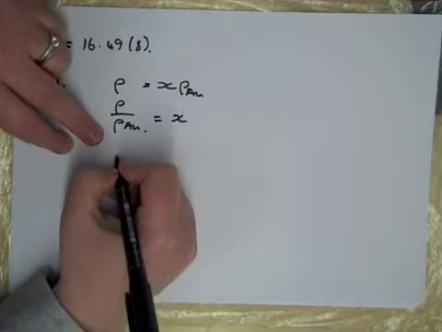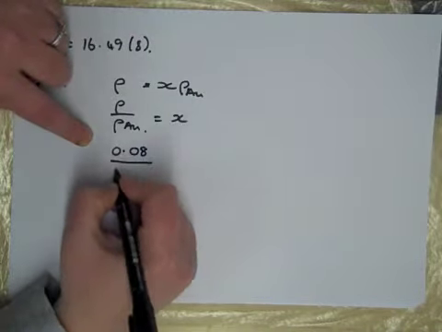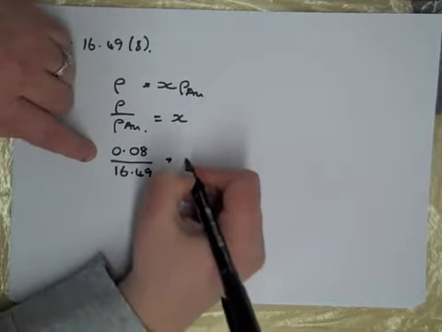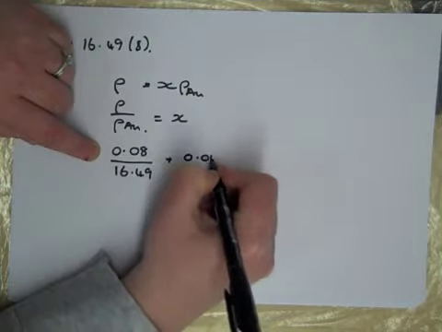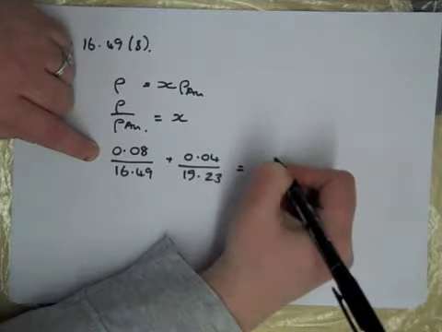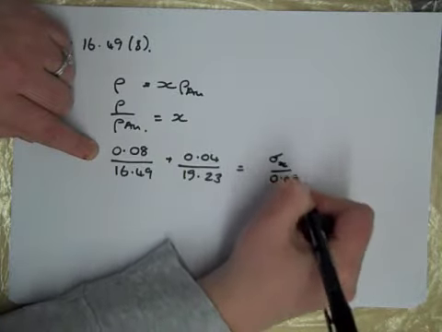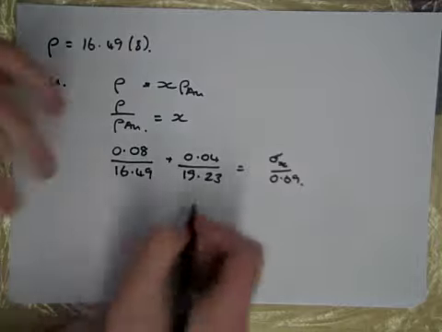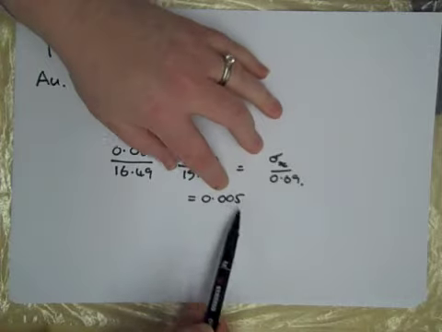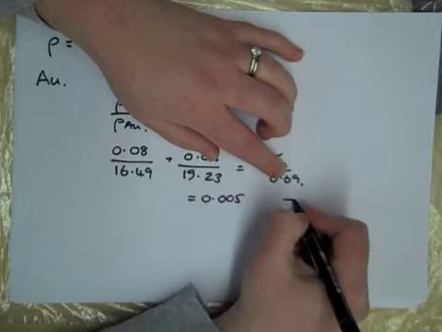And so now I have an error equation that looks like 0.08. This is the density of my material divided by 16.49 plus the density of gold's uncertainty divided by the density of the gold. And this is equal to the uncertainty in my proportion divided by the proportion I have. If I work all of the maths through here, I actually find this error is very small, 0.005. This is smaller than the number of significant figures I have in my answer, so it needs to be rounded up.